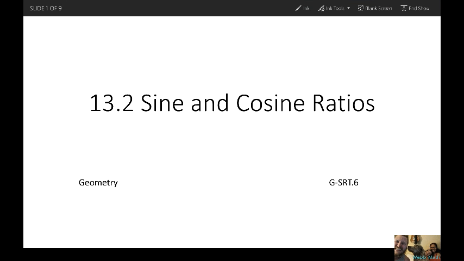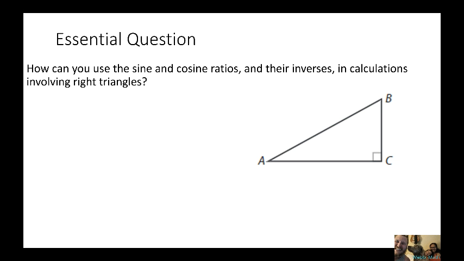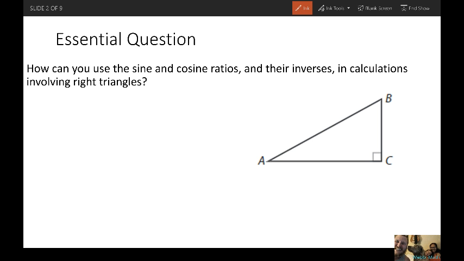13.2, sine and cosine ratios, geometry. Essential question: how can you use the sine and cosine ratios and their inverses in calculations involving right triangles? So here you have triangle ABC, a right triangle, with a 90 degree angle.